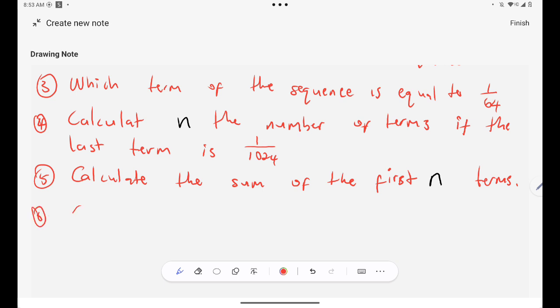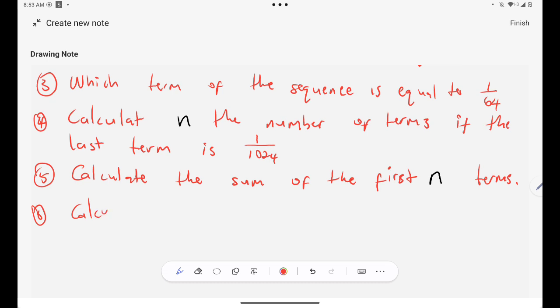Then number 6, calculate the sum to infinity. Or before they say calculate the sum to infinity, they'll ask you a question: Is this a convergent geometric sequence?